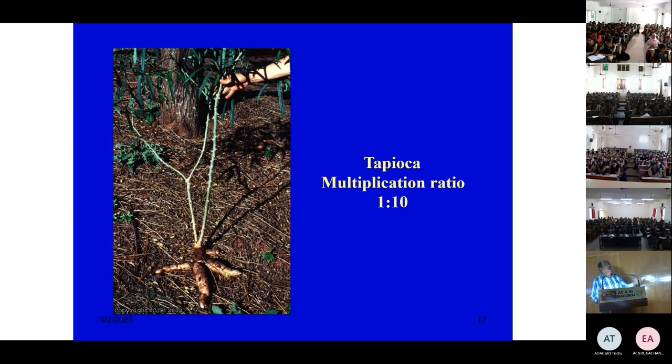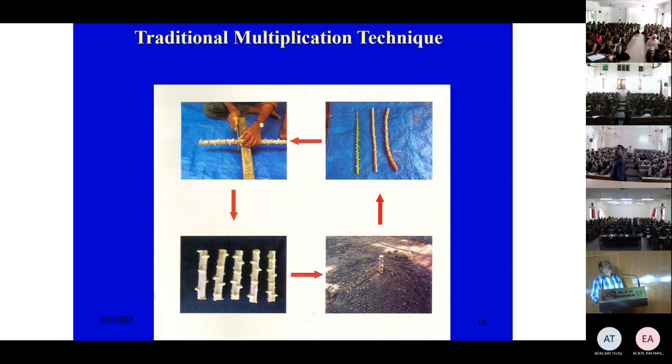So in normal practices, the multiplication ratio is 1:10. So this is the traditional multiplication technique, almost 15 centimeter length of sets. It contains 5 to 6 buds.